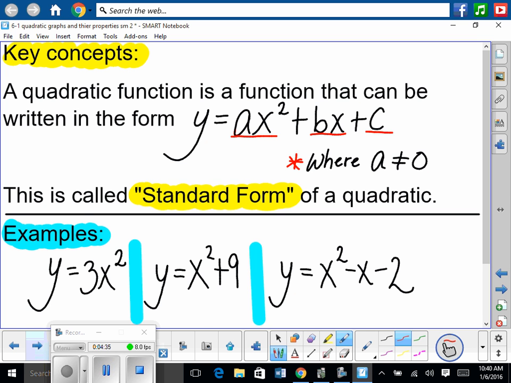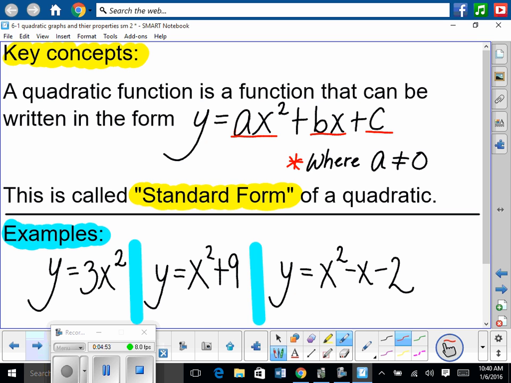I'm missing bx and c. Does everybody see that? Still in standard form. We have another example. Y is equal to x squared plus 9. Also still in standard form, it's just missing the middle term, bx. We have our x squared plus 9, the constant, but we're missing our bx. But it's still in standard form.